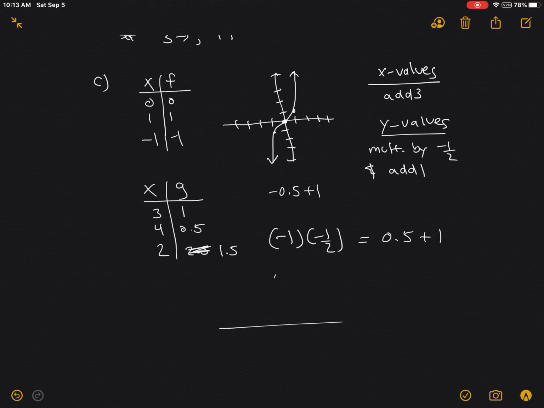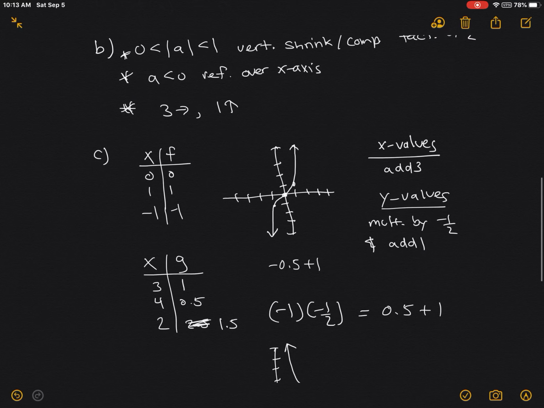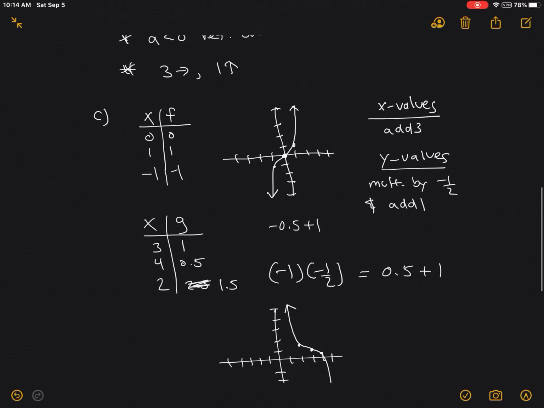Okay, so let's plot it here. 1, 2, 3, 4, 5. So (3, 1) will be somewhere over here. (4, 0.5) would look something like this. And (2, 1.5) would look something like this. Okay, so the graph roughly is going to look something like this. Remember, it got reflected over the x-axis, and it also got shifted 3 units to the right and 1 unit up.